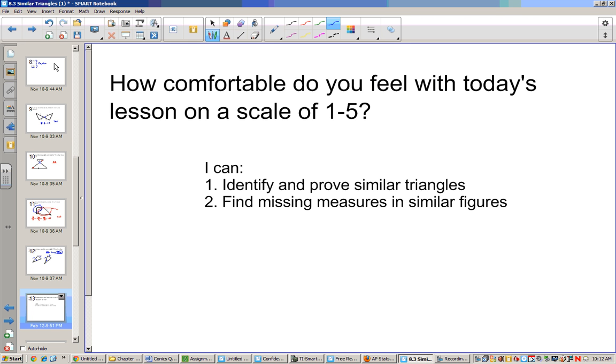Now we're done with the lesson. So we just did the first one, proving that triangles are similar. So rate yourself on a scale of 1 to 5, how comfortable you feel with that. And hopefully we can move on to the classwork and homework. Good luck.